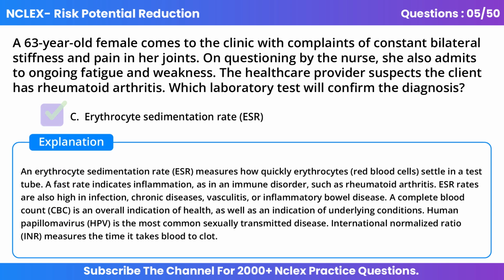An erythrocyte sedimentation rate, ESR, measures how quickly erythrocytes, red blood cells, settle in a test tube. A fast rate indicates inflammation, as in an immune disorder, such as rheumatoid arthritis. ESR rates are also high in infection, chronic diseases, vasculitis, or inflammatory bowel disease. A complete blood count, CBC, is an overall indication of health, as well as an indication of underlying conditions. Human papillomavirus, HPV, is the most common sexually transmitted disease. International Normalized Ratio, INR, measures the time it takes blood to clot.